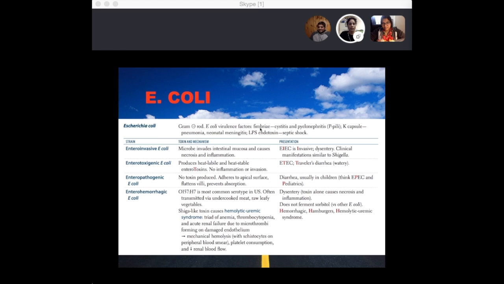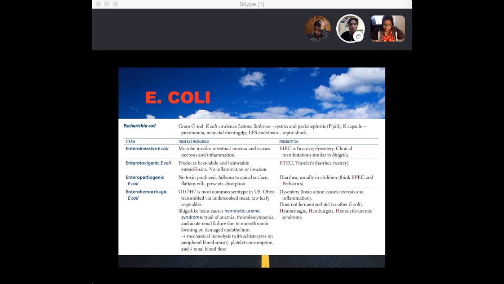So to start off with, EIEC, enteroinvasive E. coli, is a microbe that invades the intestinal mucosa and causes necrosis and inflammation. So EIEC is invasive, it's dysentery, and its clinical manifestations are going to be similar to Shigella, which I'm going to describe in a second.